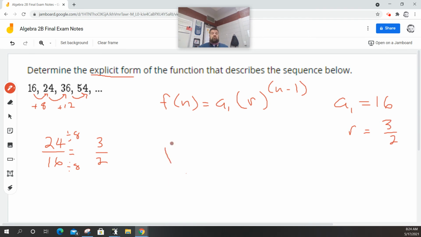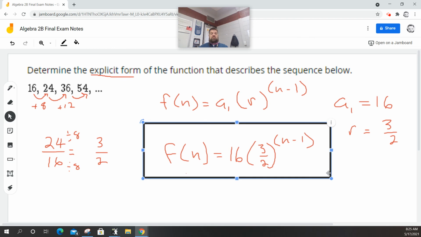So what is the explicit form? Well, the explicit form would just be f of n is equal to a sub 1, which is 16, times 3 over 2 raised to the n minus 1. And that is it. That's the answer.